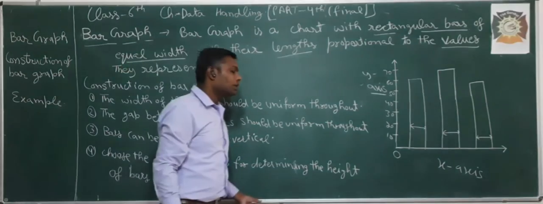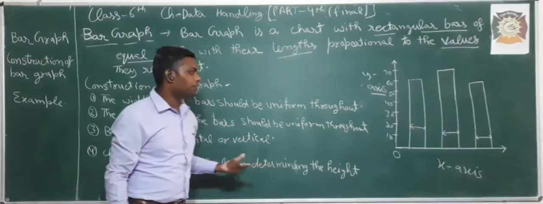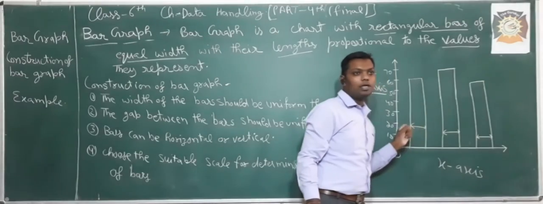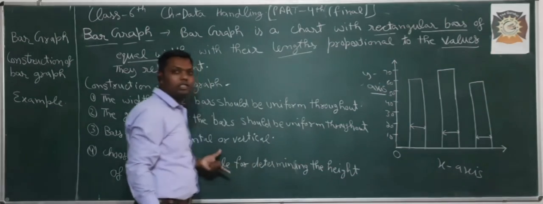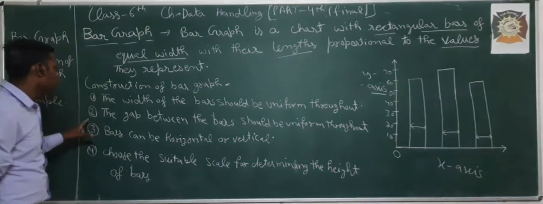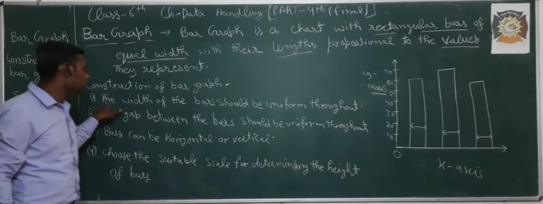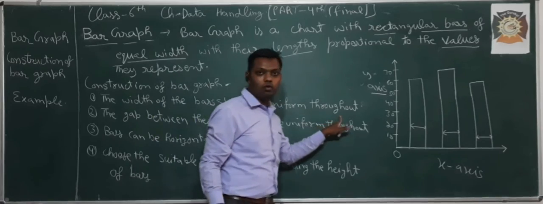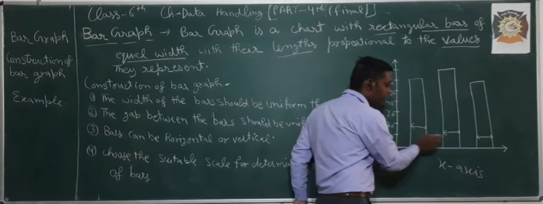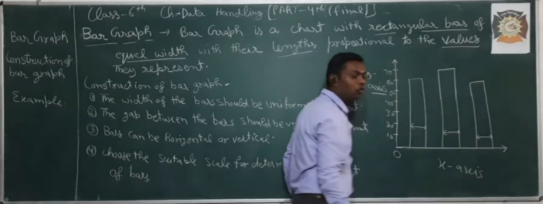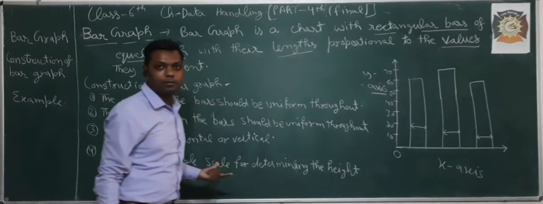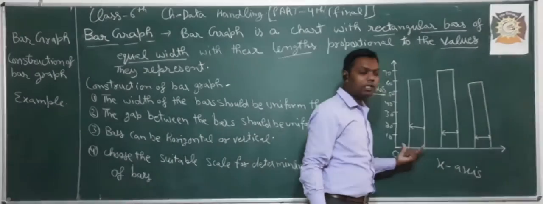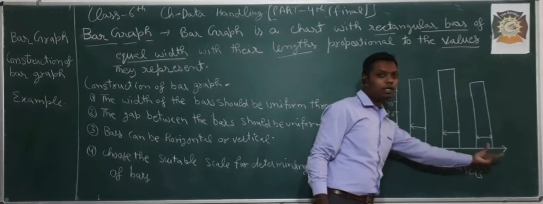Now we discuss the construction of bar graph. As you see, the width of the bars is equal. Now we discuss the rules for the construction of bar graph. And the first rule is the width of the bars should be uniform throughout. That means the width, this and this, of all the bars should be equal. As many bars as you may draw, but their width should be equal.